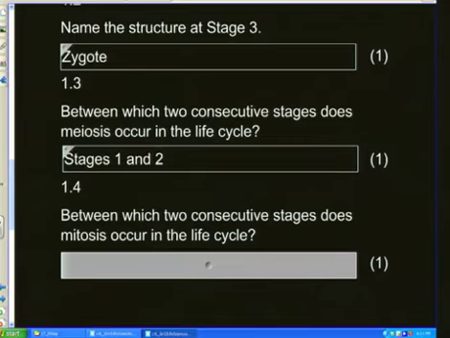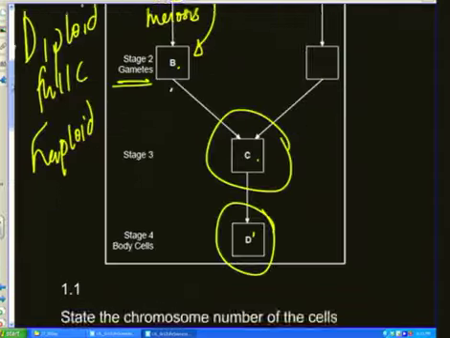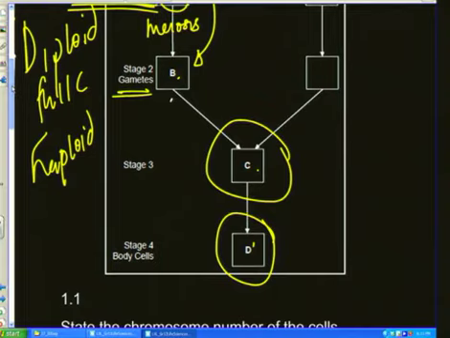Notice the language is important. You need to listen to the language as well. Between which two consecutive stages does mitosis occur? Now that's easy because we've already answered the first one. I'd say C and D. Or they ask for stage, remember.